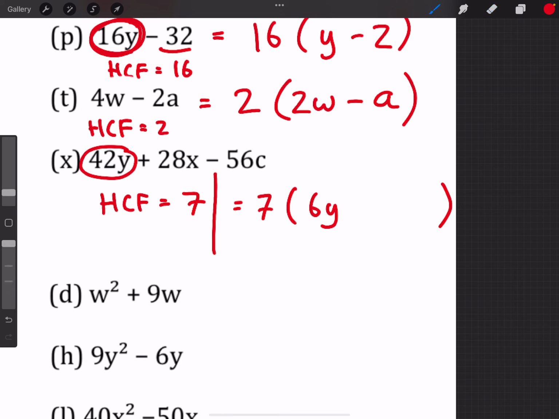Alright, next one, you got 28x divided by 7. What's 28x divided by 7? You're going to get 4x, positive 4x. Next one is negative 56c divided by 7, which is negative 8c, and there's your answer. We factorized it, and that's the answer. I'll get rid of this so you can see the answer a bit more clearly.